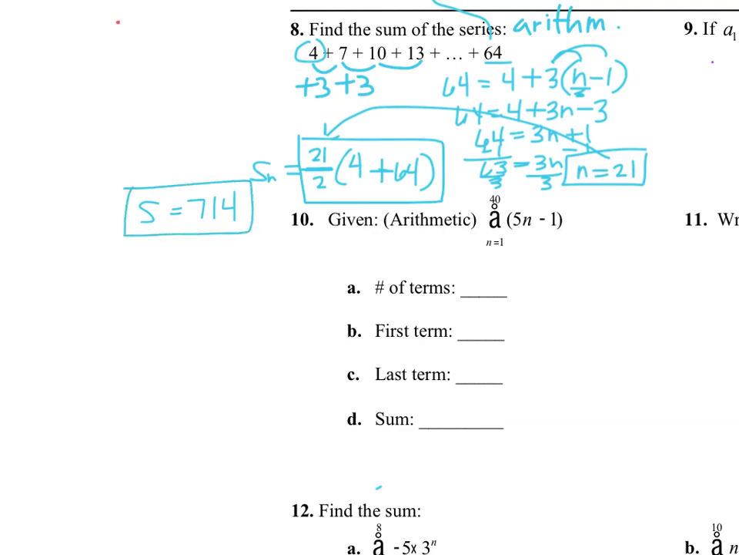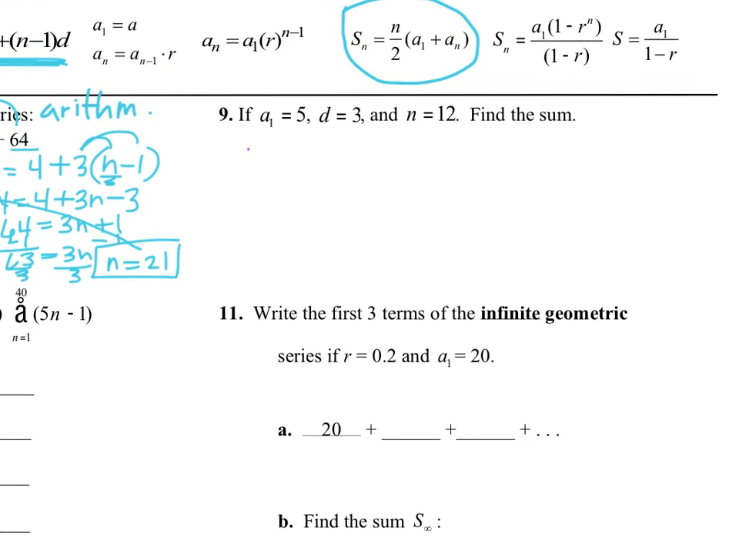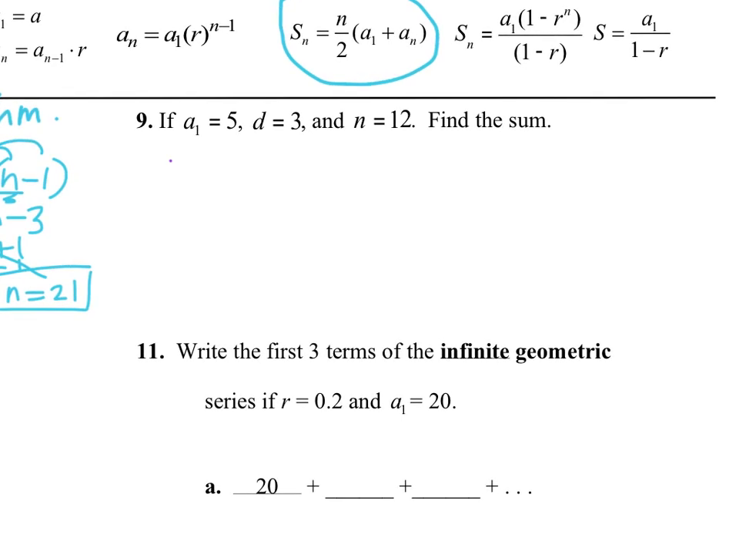Okay. Number 9. This one says if a sub 1 is 5, d is 3, and n is 12, find the sum. So now this time we don't have the last term, but we again can look at this. If there's a d, it's arithmetic, right? This is an arithmetic series. So we have first term, we have common difference, we have number of terms.